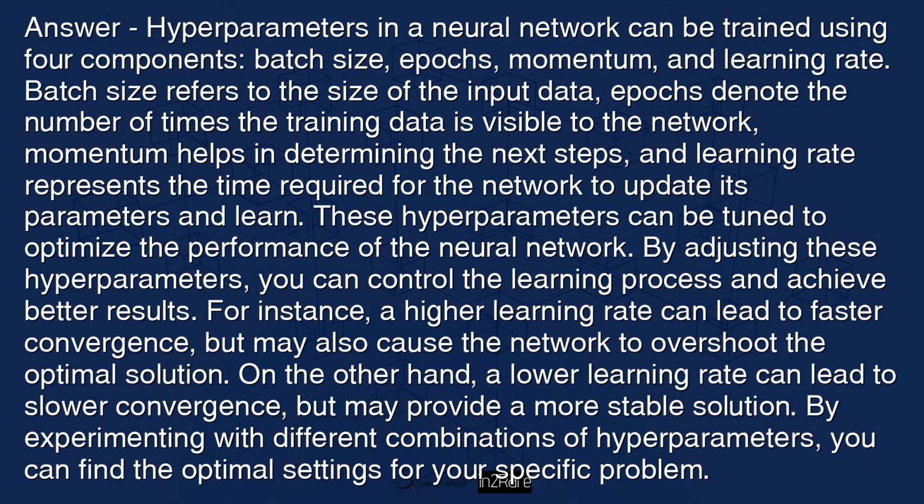These hyperparameters can be tuned to optimize the performance of the neural network. By adjusting these hyperparameters, you can control the learning process and achieve better results. For instance, a higher learning rate can lead to faster convergence, but may also cause the network to overshoot the optimal solution. On the other hand, a lower learning rate can lead to slower convergence, but may provide a more stable solution. By experimenting with different combinations of hyperparameters, you can find the optimal settings for your specific problem.